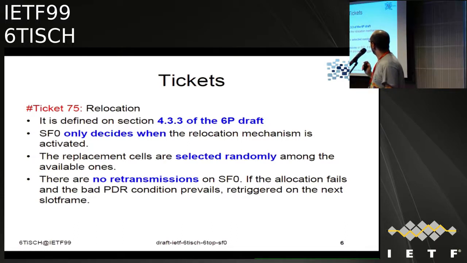And of course, we are selected randomly. We need to keep this very simple. That's why many things were kept random within the selection. There's no specific criteria to define which cells are going to be relocated. And there are no retransmissions again. We react only if the transaction was unsuccessful. We only retry afterwards because the requirement still exists. So, in order to keep it simple, again, we don't use retransmissions.